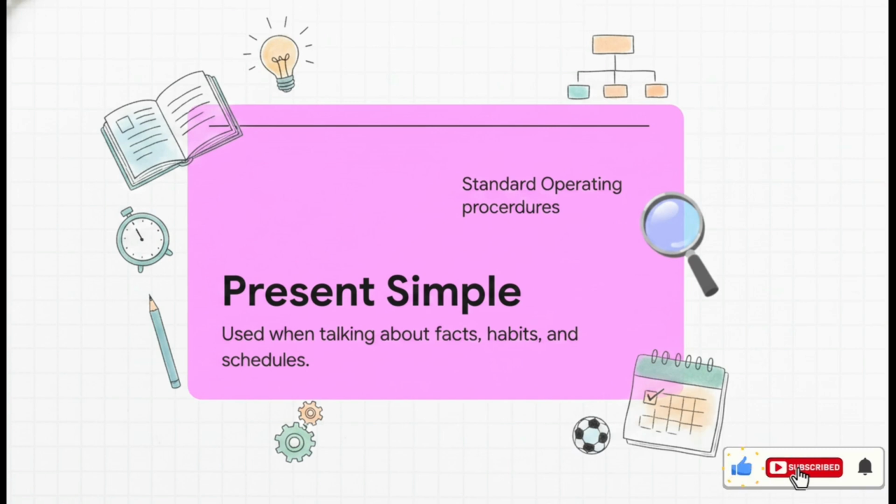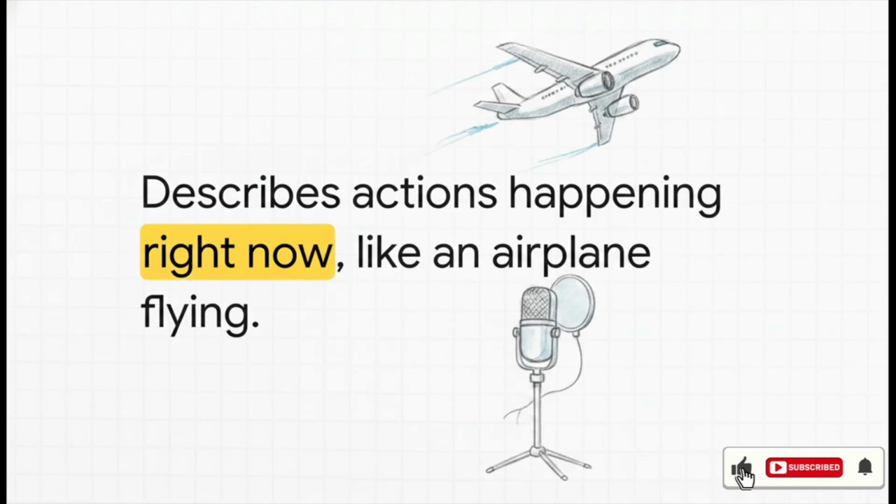Honestly, it's by far the most common verb tense in the entire English language. You use this when you're dealing with facts, habits, and schedules. If you say, he studies every day, or on weekends we play soccer, you're laying down undeniable realities or fixed routines. In a professional setting, this is the tense you rely on to confidently state standard operating procedures and fixed schedules.